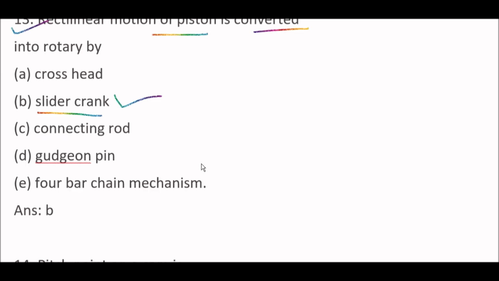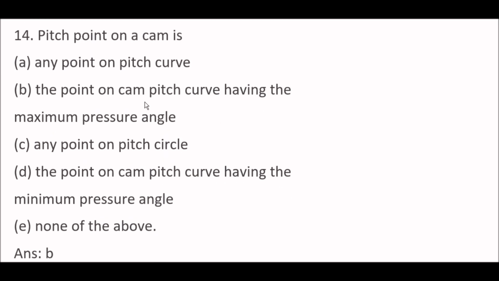Okay. Next question. Pitch point on a cam is option A, any point on pitch curve. Option B, the point on cam pitch curve having the maximum pressure angle. Option C, any point on pitch circle. Option D, the point on cam pitch curve having the minimum pressure angle. And option E is none of the above. Here, right answer is option B. Pitch point on a cam is the point on cam pitch curve having the maximum pressure angle.